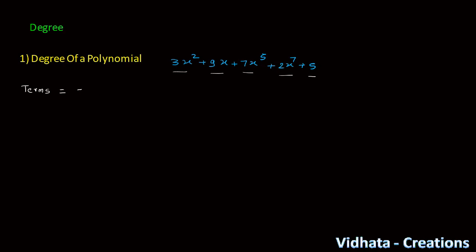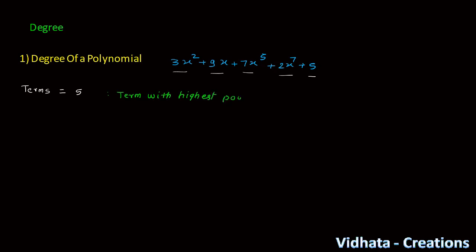Okay. Now if I ask which is the term having the highest power, what can you say about the term in this polynomial having the highest power? The term having the highest power is 2x raised to 7. Term with highest power. Or we say the maximum power is 2x raised to 7.